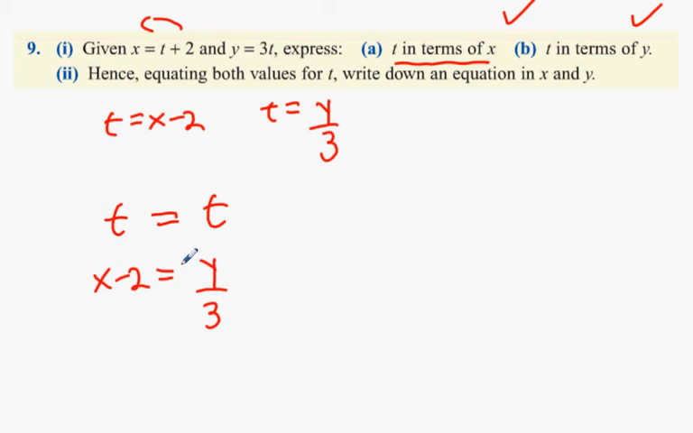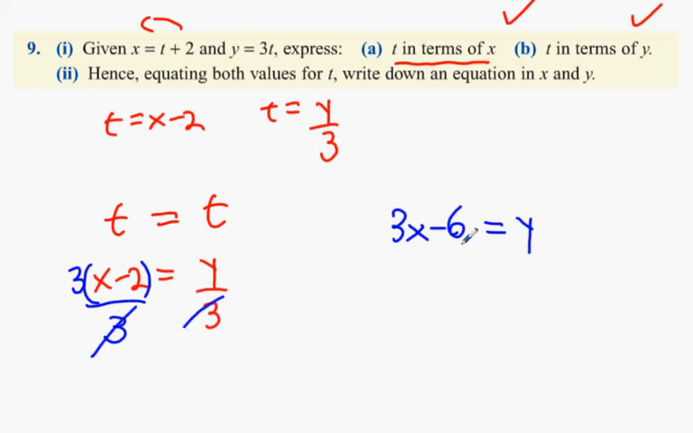Give it a common denominator, lads. Multiply by 3 top and bottom, and we're going to end up with 3x minus 6 equals y, and that's your equation. Or y equals 3x minus 6.